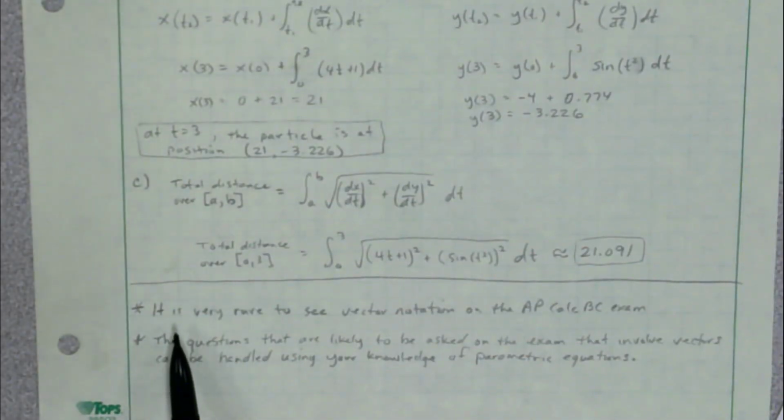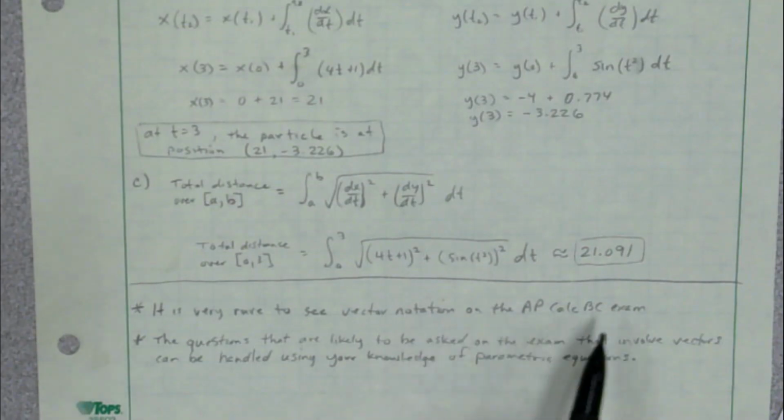they told us that it's very rare to see vector notation on the AP exam. Doesn't mean it's not going to be there, just kind of rare. Most likely it's going to be in the form of parametric. The questions that are likely to be asked on the exam that involve vectors can be handled using knowledge of parametric equations. So the vector valued functions and the parametric functions are pretty much one and the same. The formulas were all the same. If you're dealing with vector stuff though, make sure you write your answer in vector form. Okay? And that's kind of like the difference.